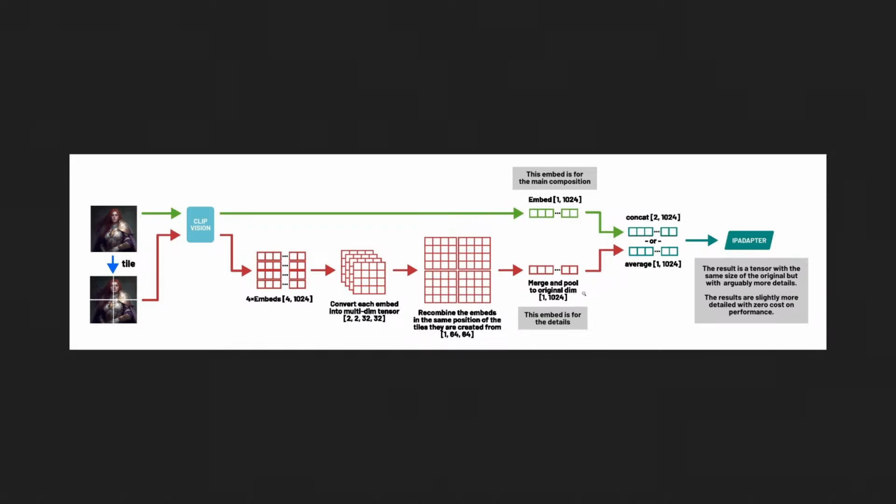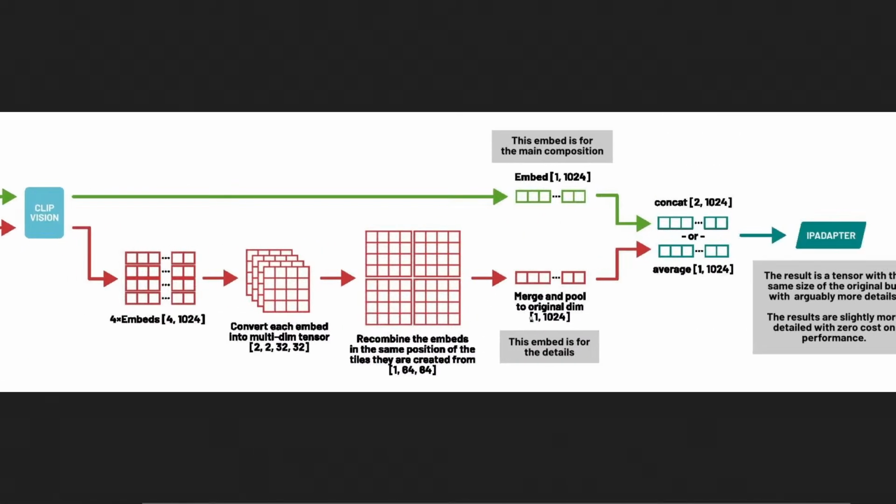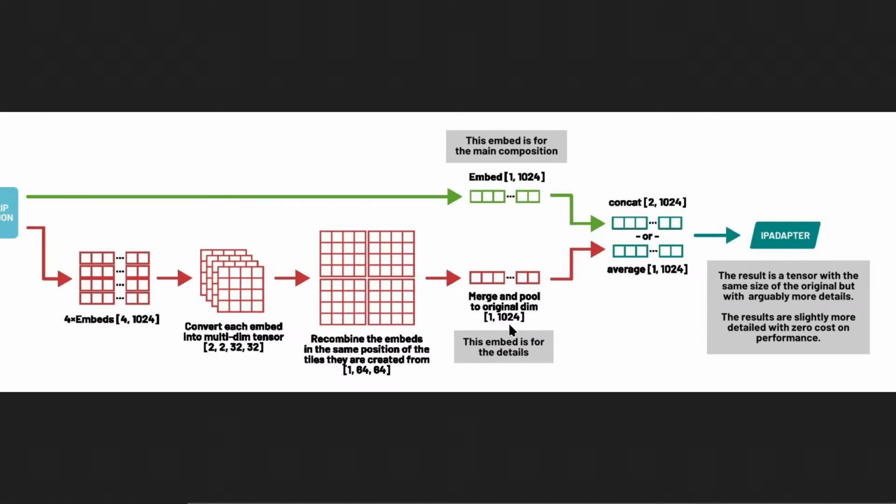Now, the size in this case, there are multiple sizes of the embeds. This is 1024. So basically, I have 1024 numbers to describe our image. So no matter how many tiles I use, so no matter how many embeds I have, they will be converted back into a 1024 embed. So I cannot put too many details into that.